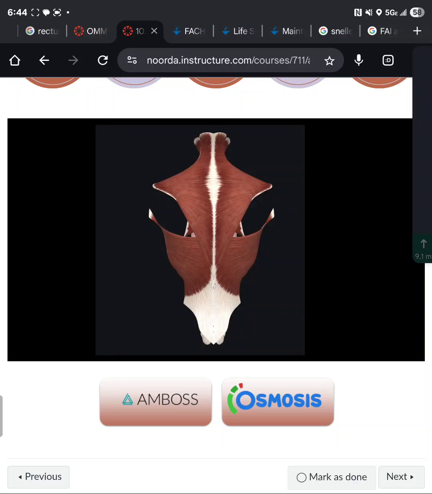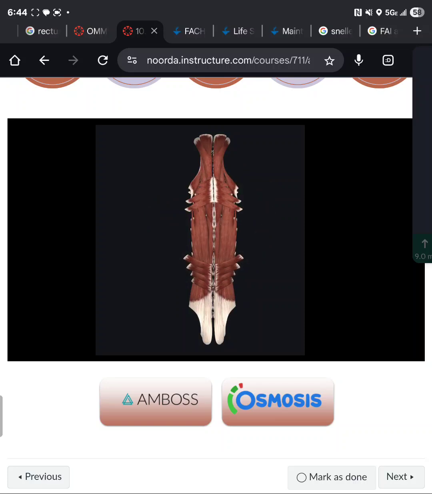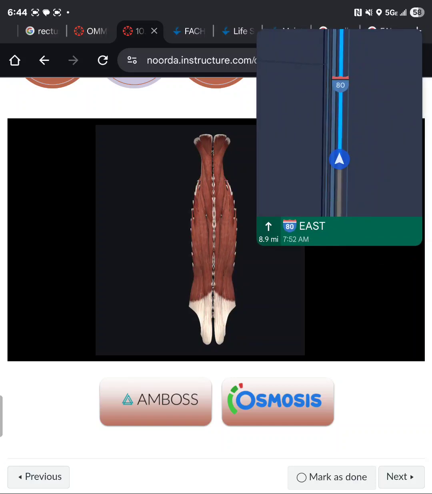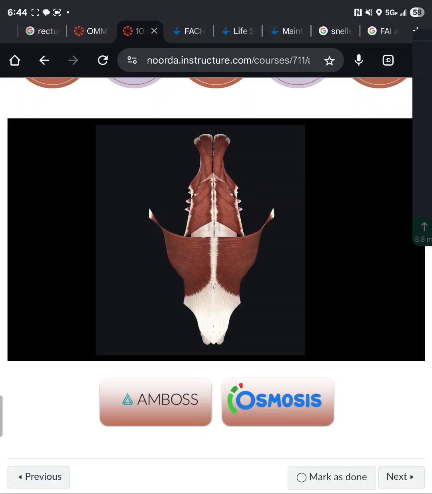Here we go. Traps up high. Then we're going to move down low. Lats, rhomboid major and minor, serratus, posterior, inferior, superior. That's going to have us find our intrinsic muscles. And then we're going to come back out. There's your serratus again, rhomboid major, minor, lats, and traps. All right, I can hear you already.